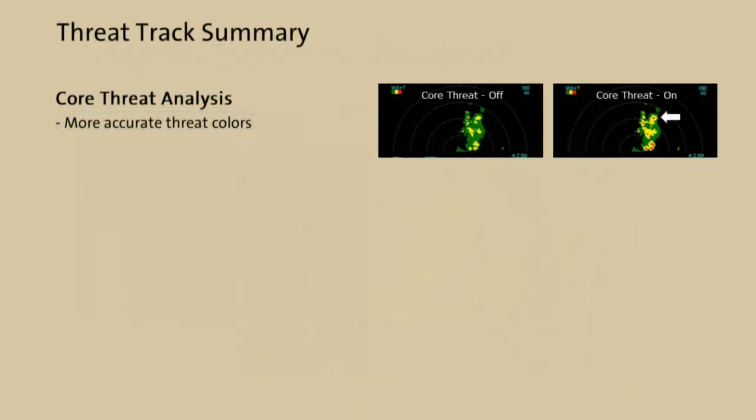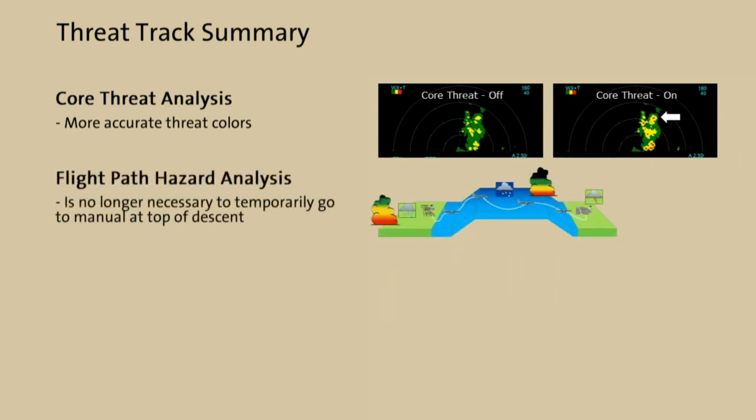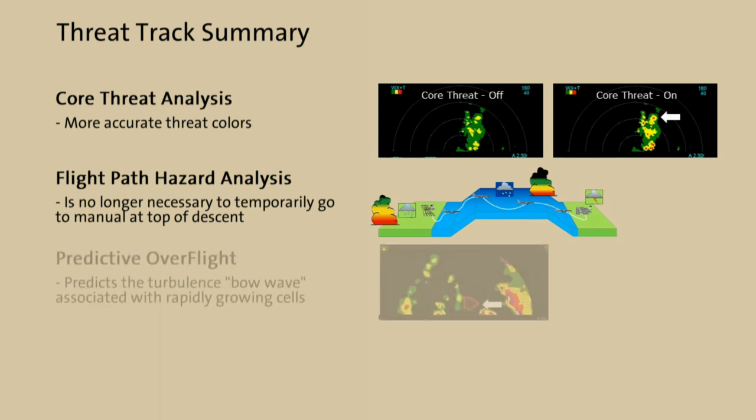In summary, remember these key aspects of the Rockwell-Collins MultiScan ThreatTrack radar. Core threat analysis more closely relates the color of the cell on the ND to the actual thunderstorm threat. Flight path hazard analysis looks at lower altitudes when the aircraft begins its descent. Thus, the radar can be used in auto in all phases of flight. It is no longer necessary to briefly go to manual when beginning a descent.